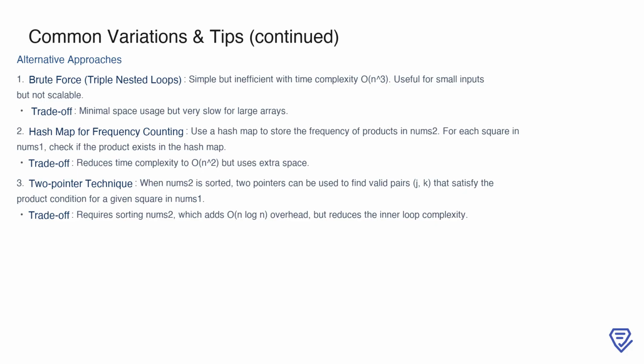Another alternative is the two-pointer technique, which can be applied when nums2 is sorted. By using 2 pointers, you can efficiently find valid pairs, j, k, that satisfy the product condition for a given square in nums1. However, this approach comes with the overhead of sorting nums2, which adds O(n log n) to the overall complexity. Each method has its strengths and weaknesses, so the choice of approach depends on the problem constraints and the trade-offs you're willing to make between time and space efficiency.